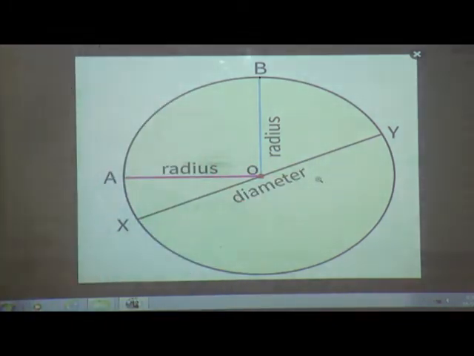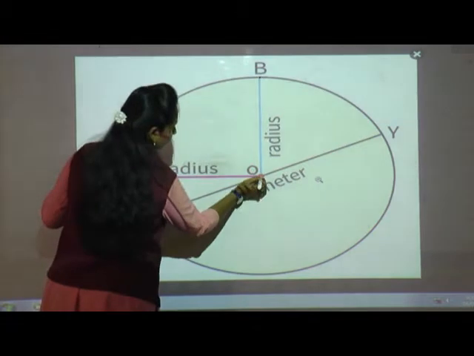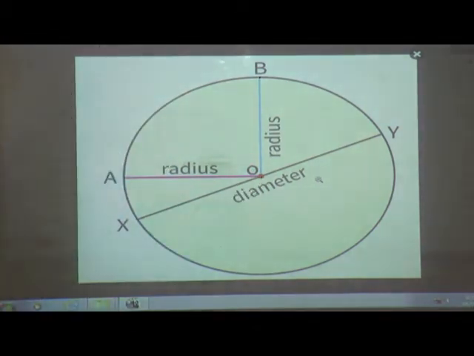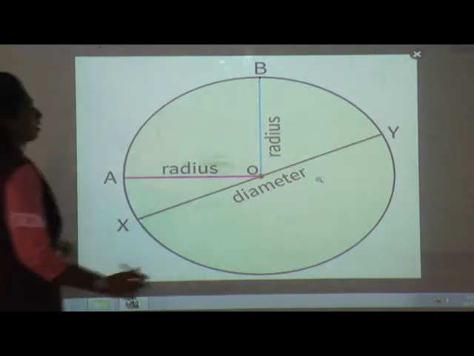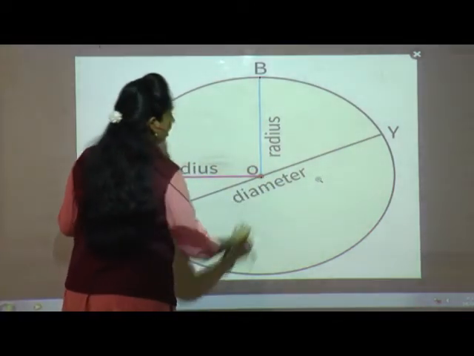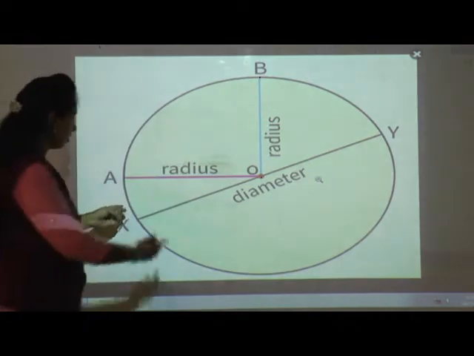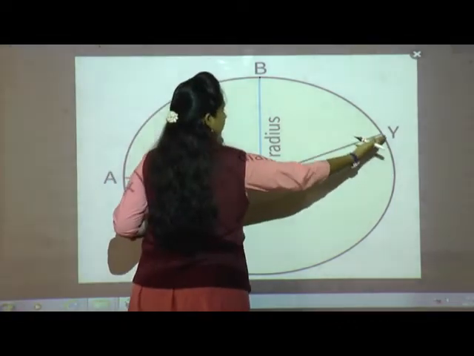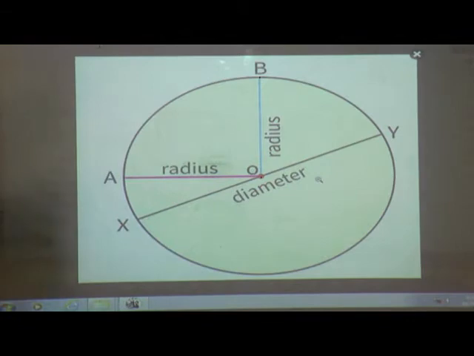So what is a diameter? A line segment passing through the center of the circle whose end points lie on the circle is called the diameter of the circle. It means the line should start from the middle and end on the circle at the end point, isn't it? So they are called a diameter.